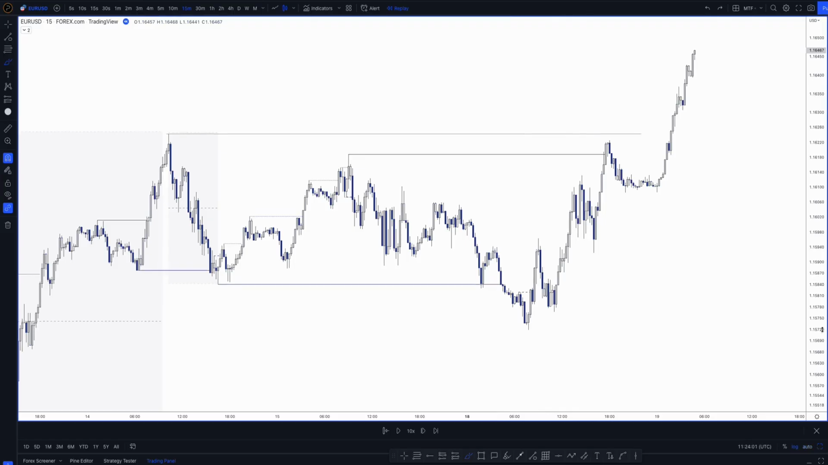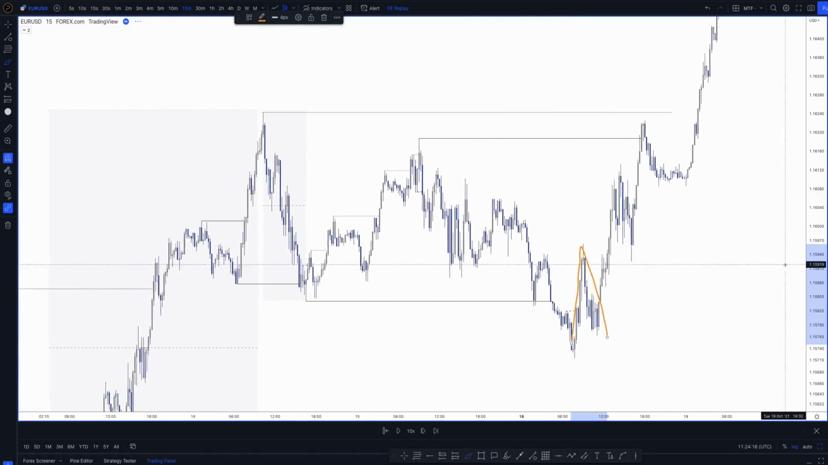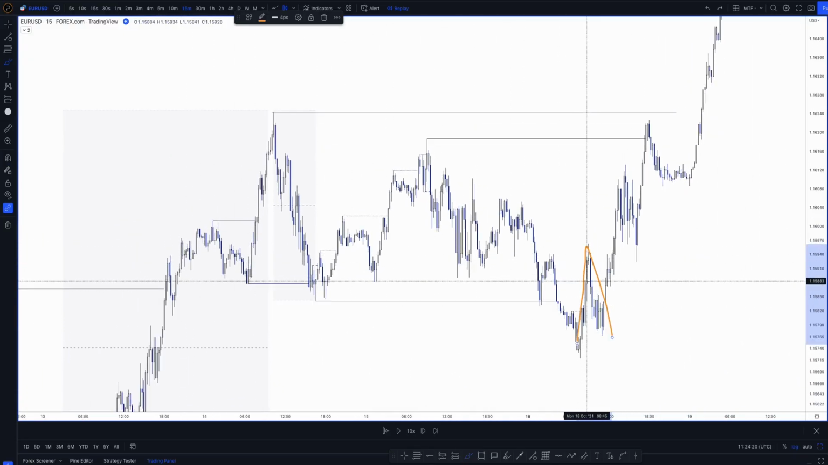Because we know, what does change of character signal? Change of character just signals the start and end of internal pullbacks, okay? So ideally what we would have wanted to see is a clear internal break of structure. I mean, arguably, you maybe could have called that internal structure. It's not great. But in this instance, there's other confluence we can look at as well, liquidity and supply and demand, which we'll get into. But I just want to talk from a point of market structure.